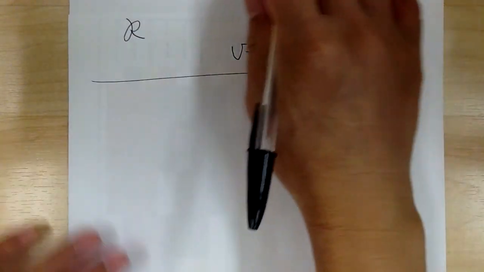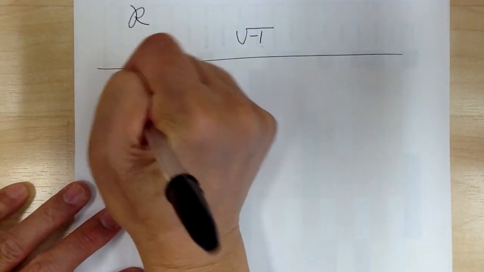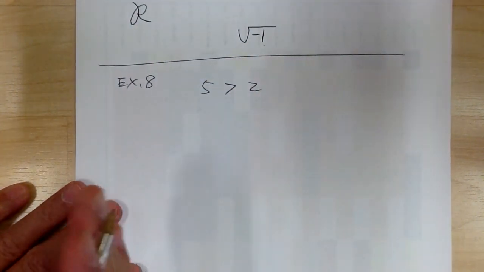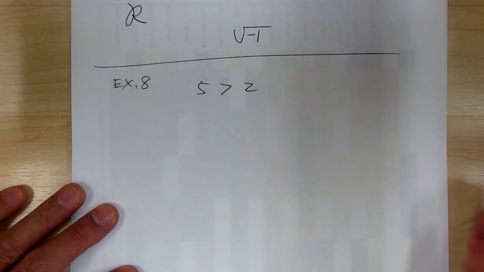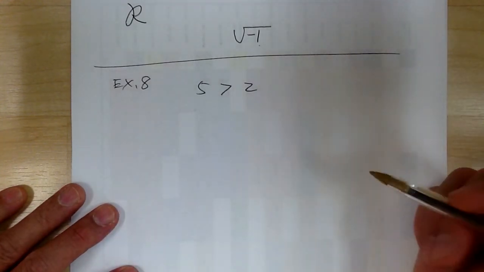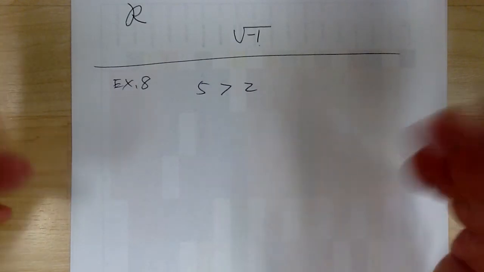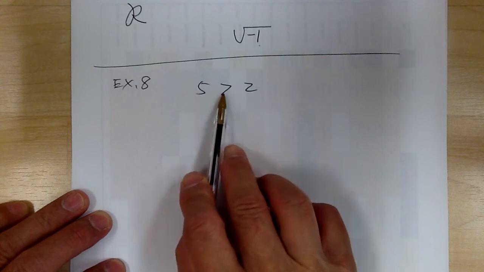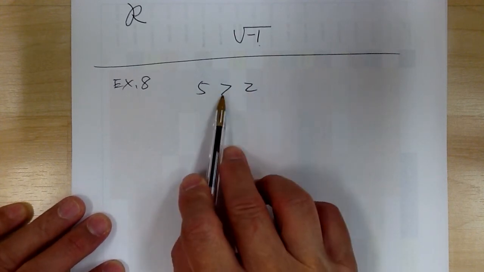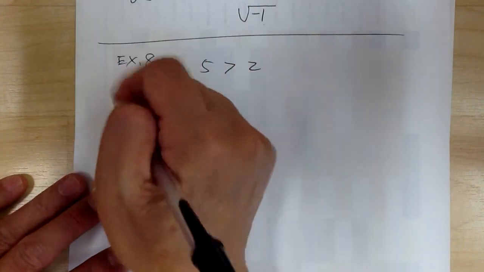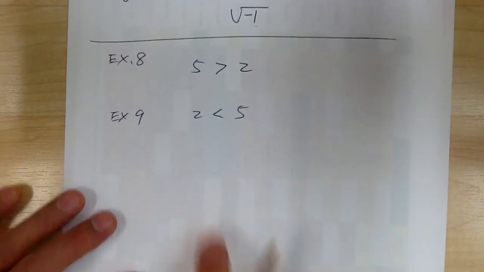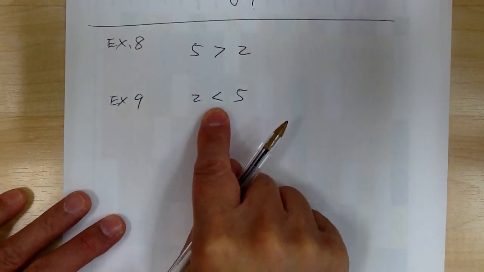Okay, now let's go into inequalities. So example 8. So 5 greater than 2. When you read, you read from left to right, unless you're Chinese, okay? Then you read from right to left vertically. But all of you are American, you're over here, so you read from left to right. So you read 5 is greater than 2. Okay, so this means greater than. And example 9. The way to read this is 2 is less than 5. Okay, so you have to learn how to read these.